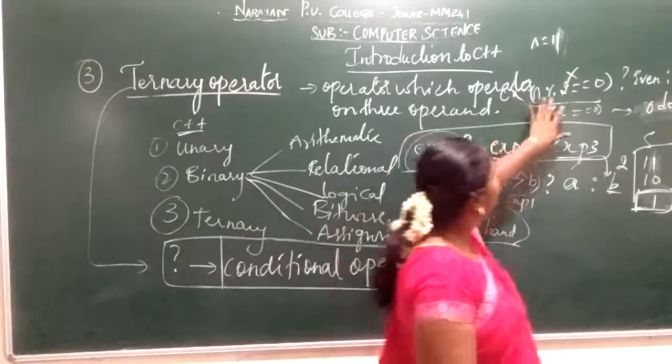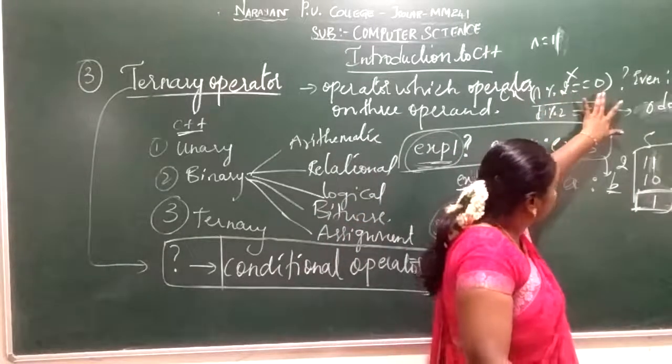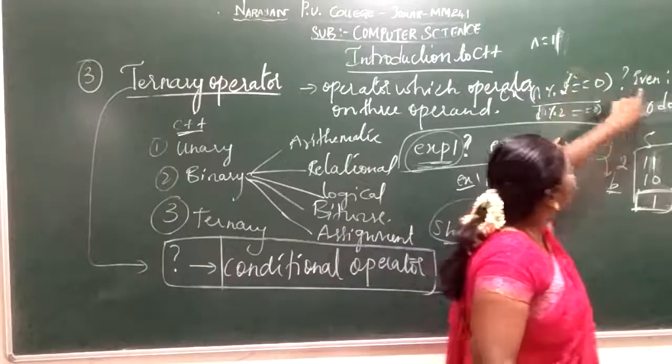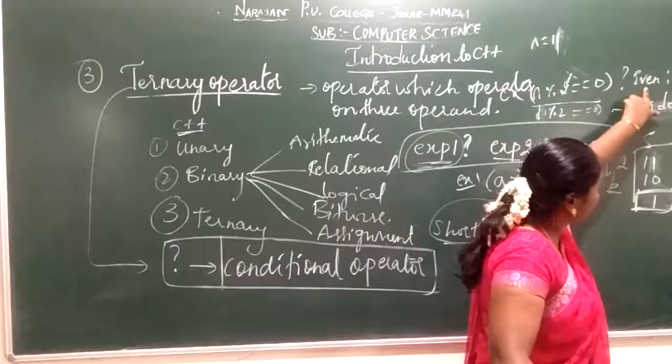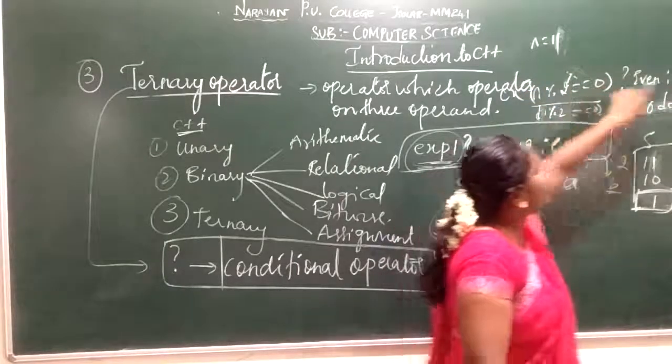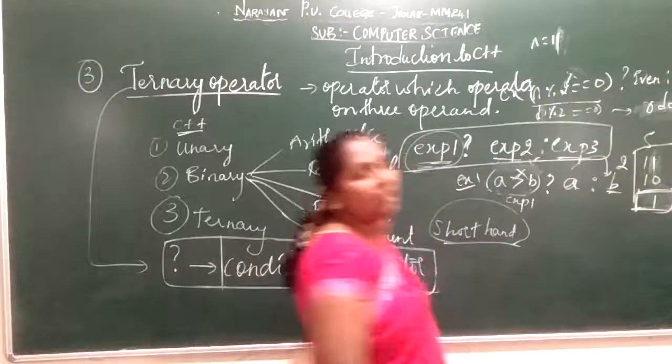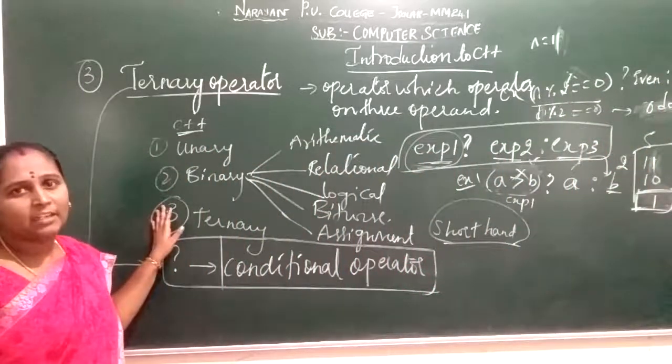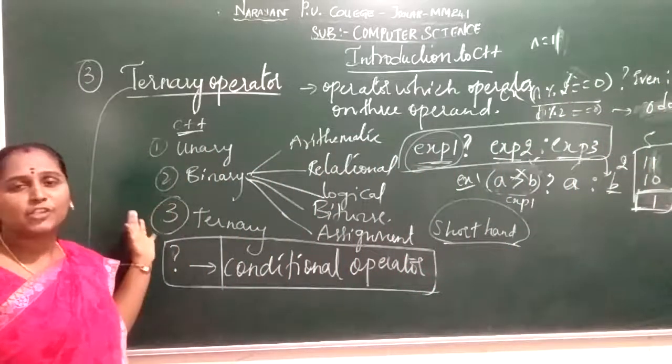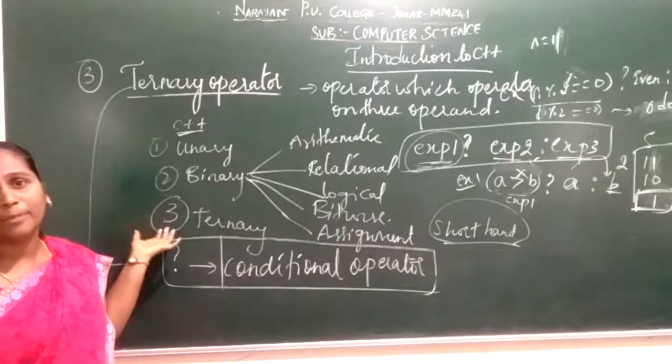Another example is n modulus 2 is equal to 0. If this condition is true, even, that is expression 2, is executed. If this condition fails, expression 3 is executed. This is about your ternary operator. Next we'll see what are the other special types of operators in C++.